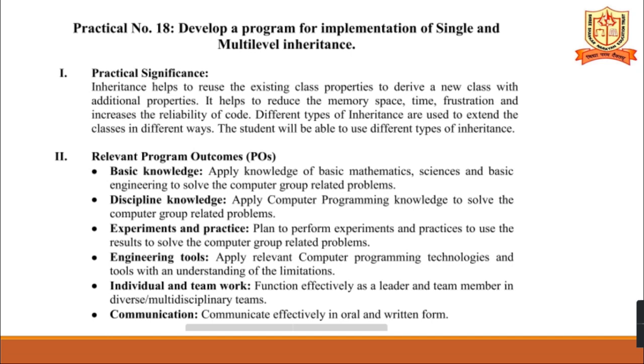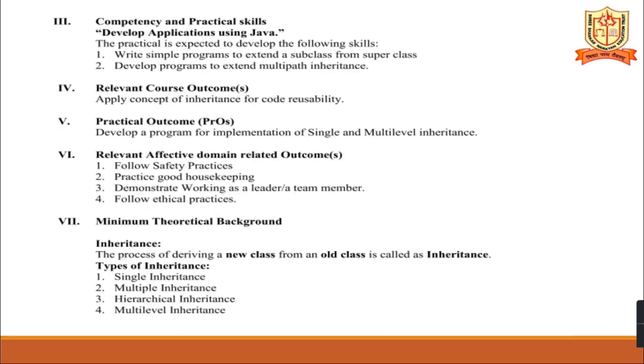So what is the practical significance? Inheritance helps to reuse the existing class properties to derive a new class with additional properties. It helps to reduce the memory, space, time, frustration, and increases the reliability of the code. Different types of inheritance are used to extend the classes in different ways. The student will be able to use the different types of inheritance. So we'll see these different types of inheritance in Java.